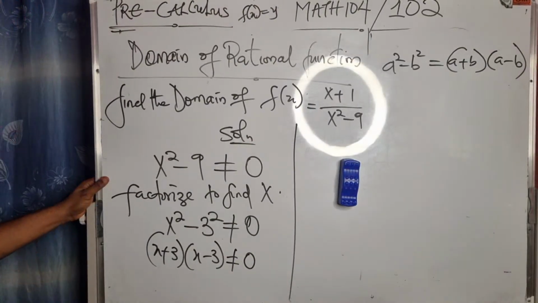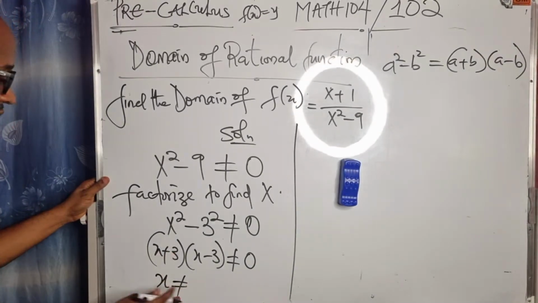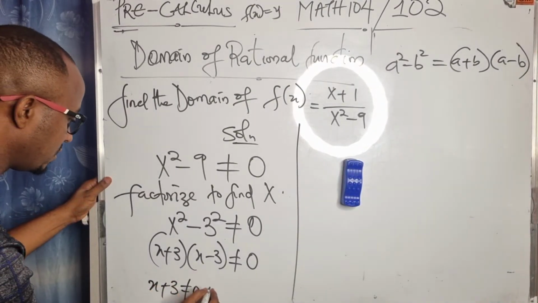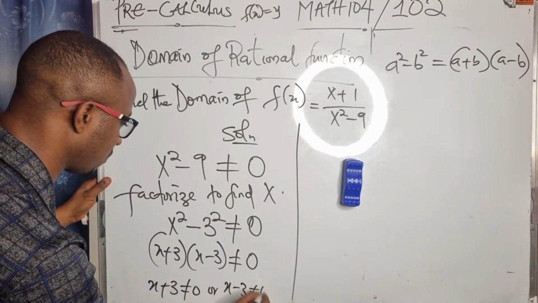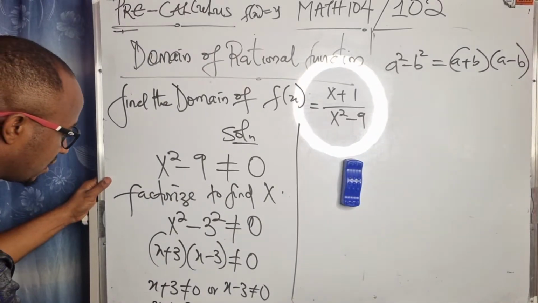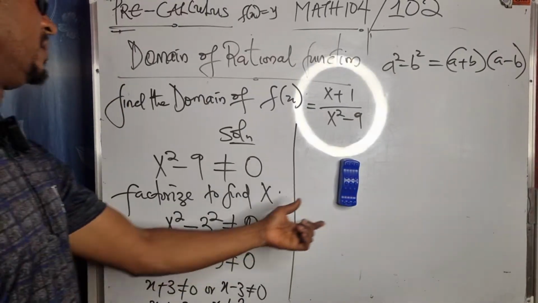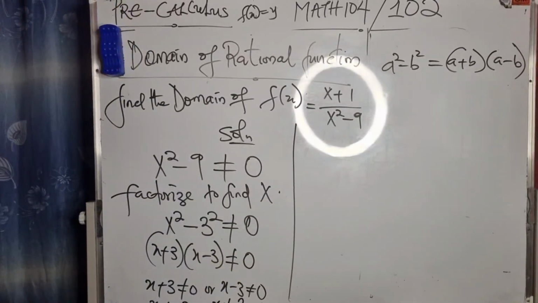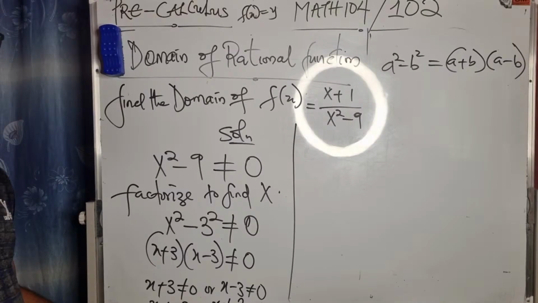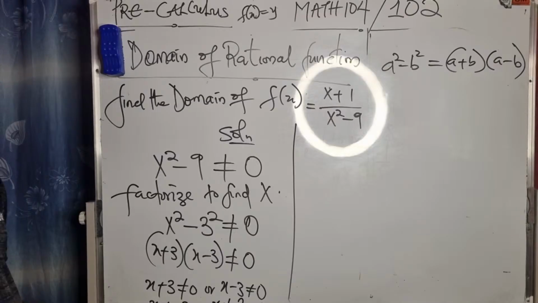So this simply means x plus 3 not equal to 0 or x minus 3 not equal to 0. What does that mean? x is not equal to minus 3 or x is not equal to 3. Now, what does that imply? This implies that our domain is all possible values of x except minus 3 and 3.